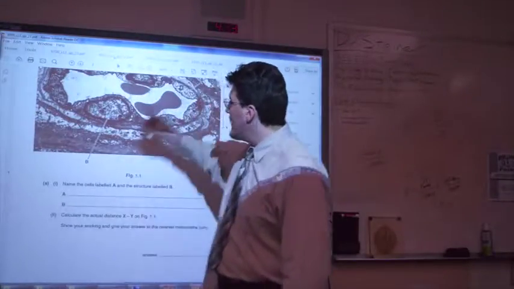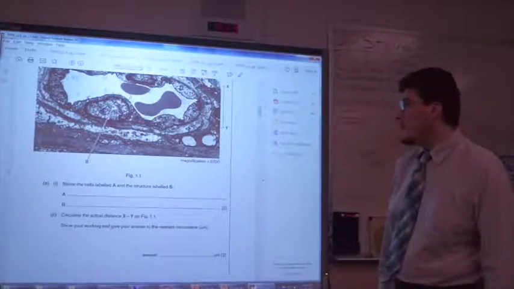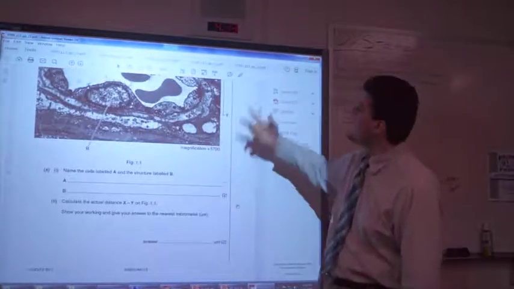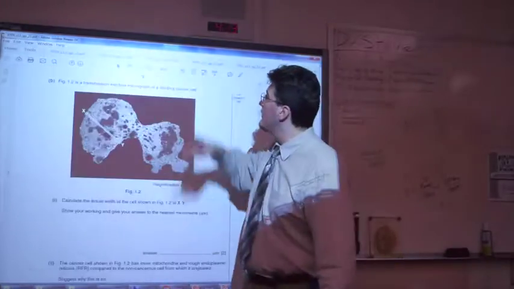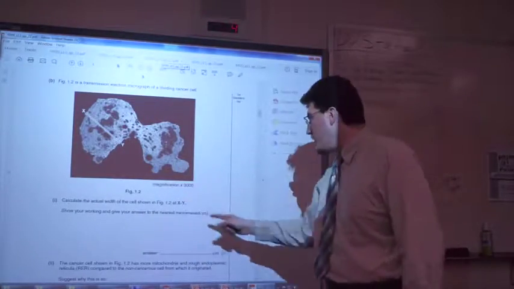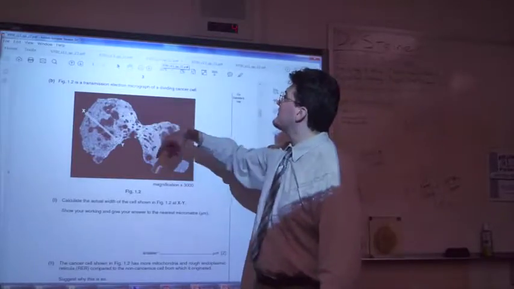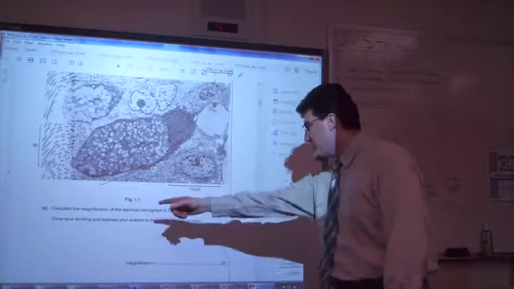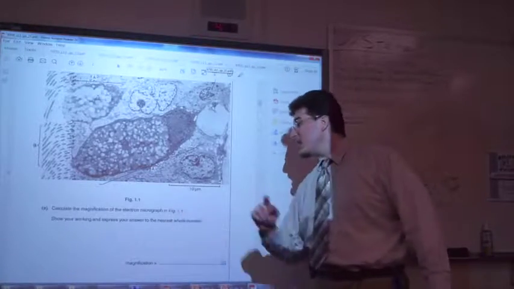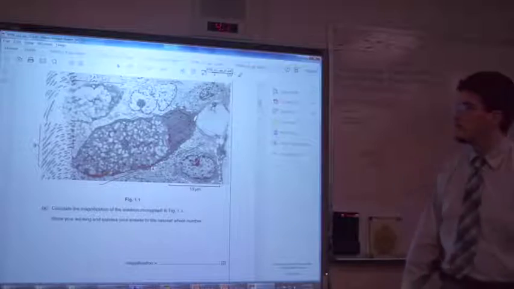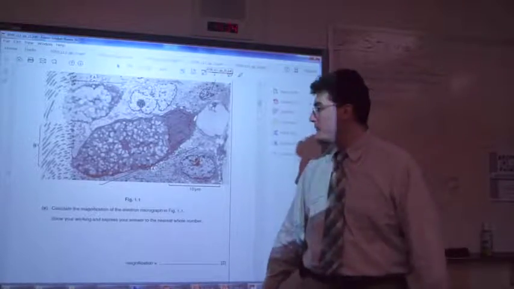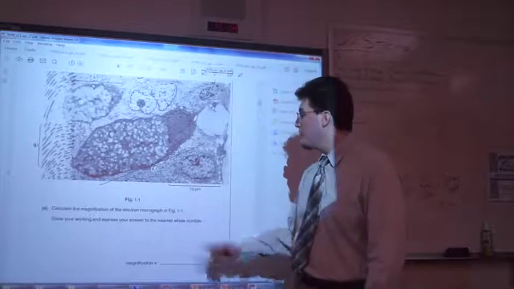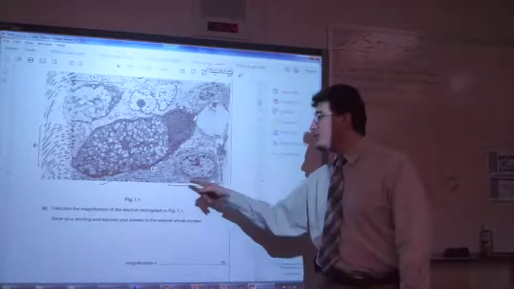That is the basic math. This is a similar question here. Show your working and give your answer to the nearest micrometer. Distance from X to Y. Same question, worth 2 points. Here, show your working. Express your answer to the nearest whole number. This time they're asking for magnification. Calculate the magnification of the electron micrograph in figure 1.1. Here, they give you a scale bar.